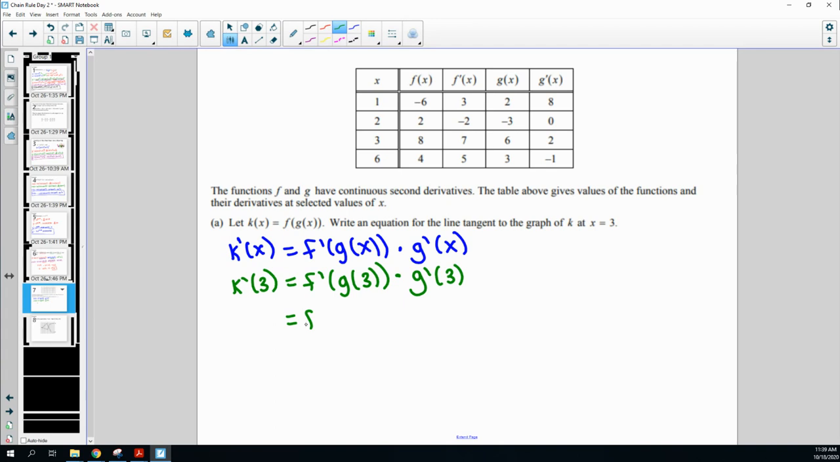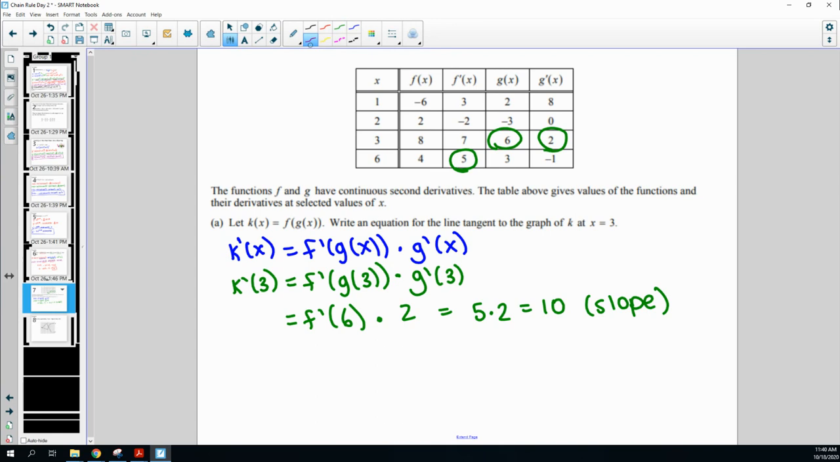So we've got f prime at g of 3. I'm going to go to g of 3, and that's 6. So I put a 6 in here. And then g prime of 3, that's 2. So I'm doing f prime of 6 times 2. F prime of 6, that's 5. So 5 times 2 is equal to 10. So 10 is my derivative at 3, which is my slope at 3.